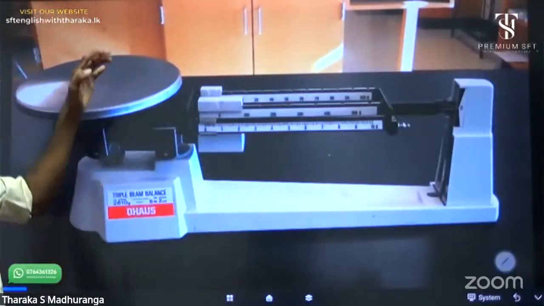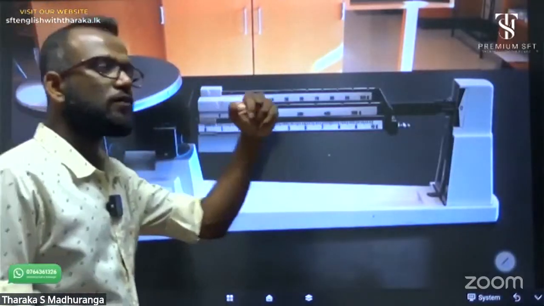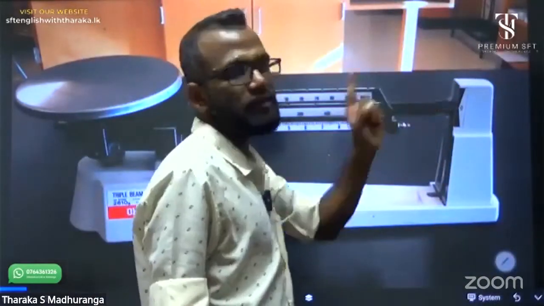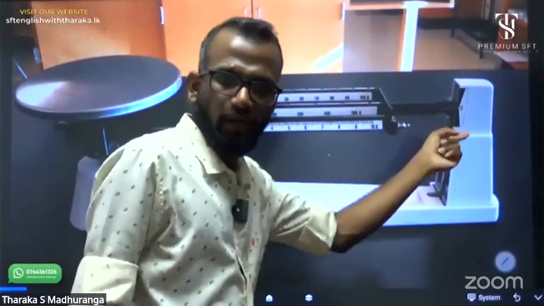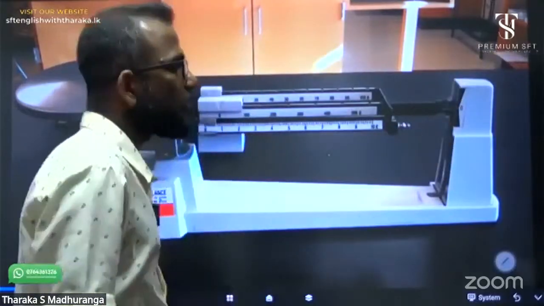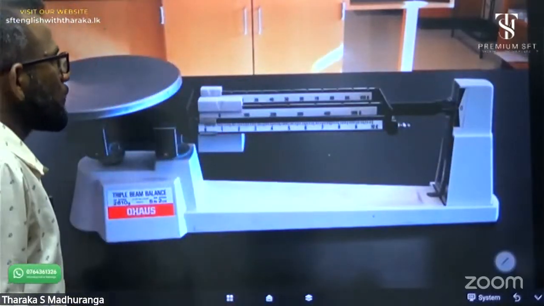Okay, next, place the object. Then what happens to the pointer? It moves up and goes to the edge of this groove and hits the edge of the groove.